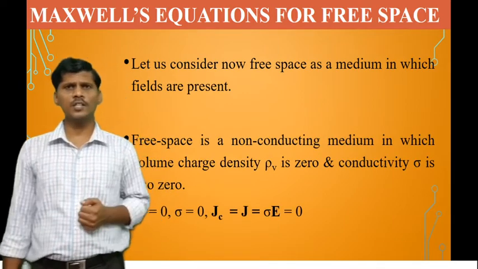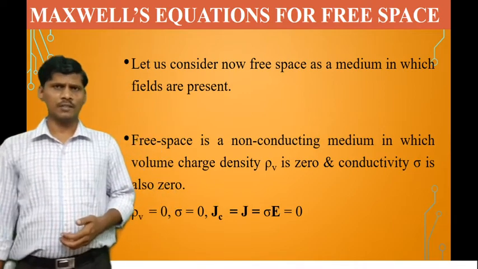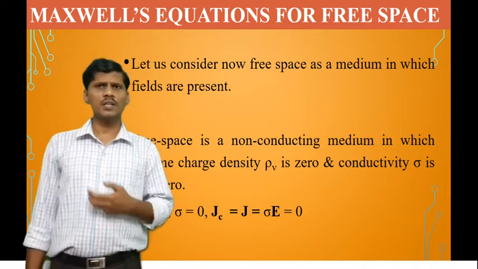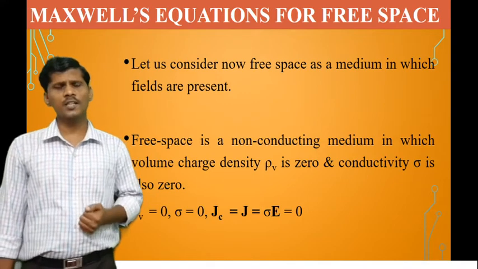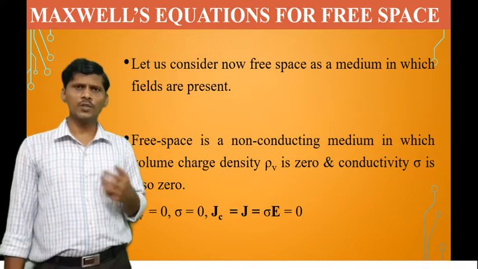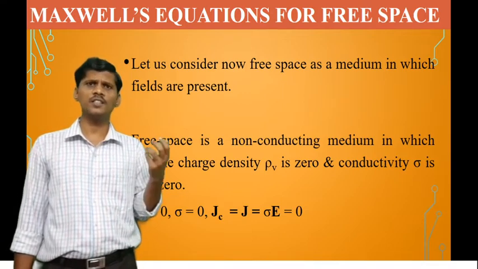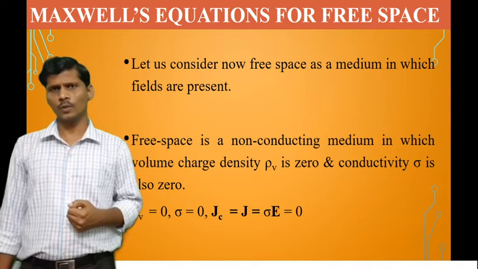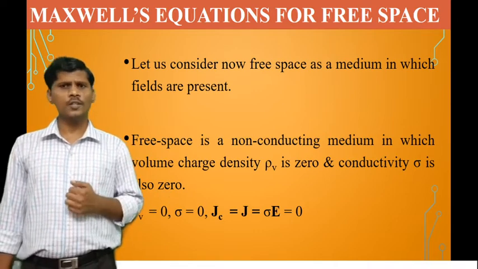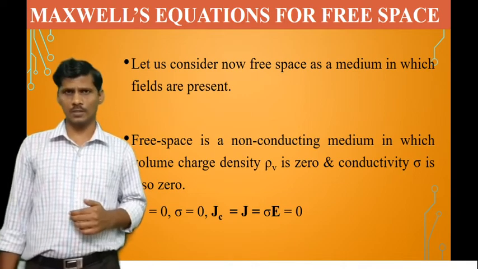So what are the conditions of free space? There is no conductivity of the material, which means sigma is equal to 0. What is the conduction current density? Jc bar is equal to sigma times E bar. If there is no conductivity of the material, then the conduction current density is also 0, and the volume charge density rho is equal to 0. So these are the conditions of free space.